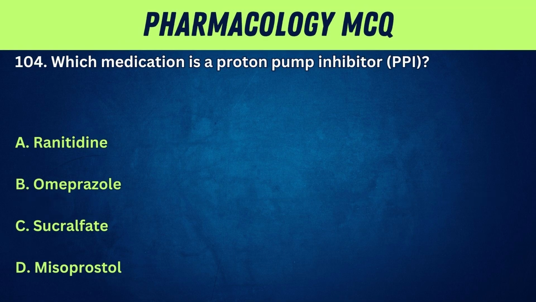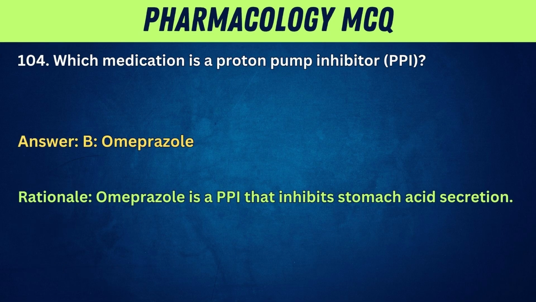104. Which medication is a proton pump inhibitor, PPI? A. Hypertension. B. Omeprazole. C. Sucralfate. D. Misoprostol. Answer: B. Omeprazole. Rationale: Omeprazole is a PPI that inhibits stomach acid secretion.